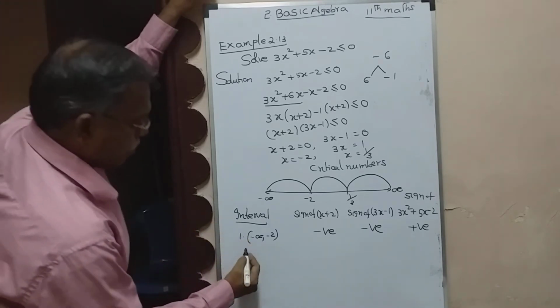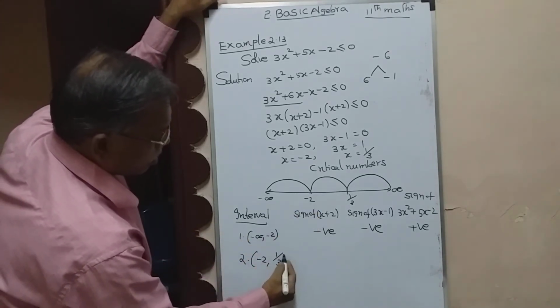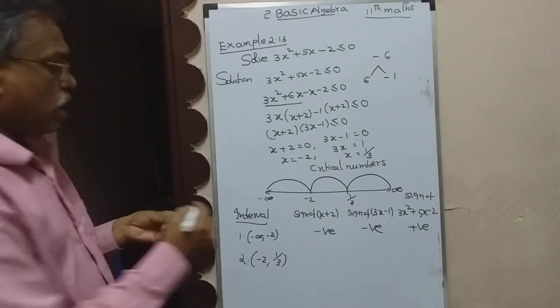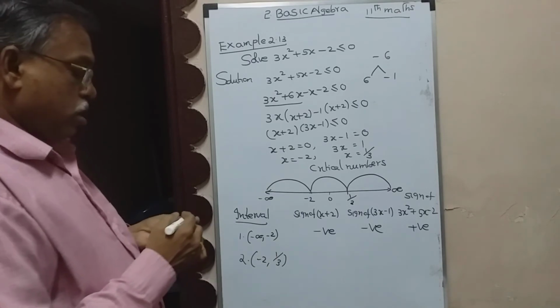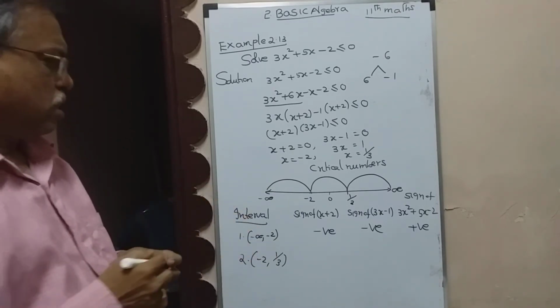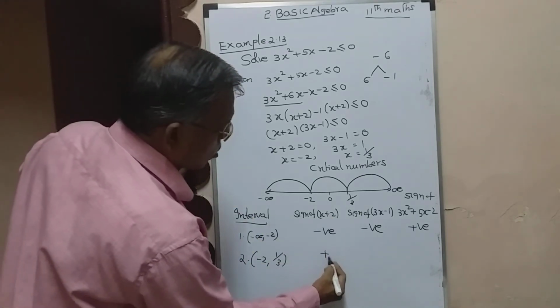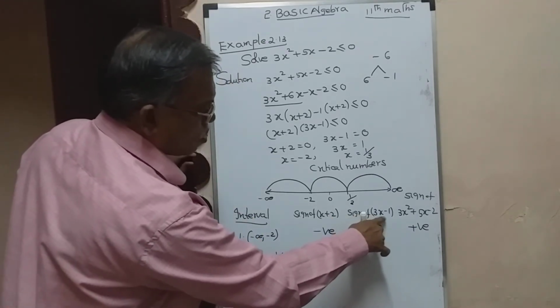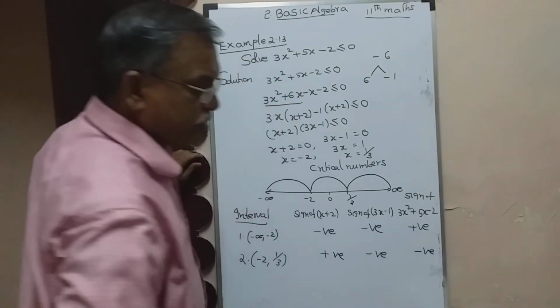Next, second one is what? -2 comma 1 by 3. So -2 comma 1 by 3, definitely 0 will come here. Definitely it will come. So 0 if I take, why I am taking 0? It's very easy to test. Okay, so 0 if I take, 0 plus 2 positive. Here 3 into 0 minus 1 negative. So positive to negative. Okay, students.